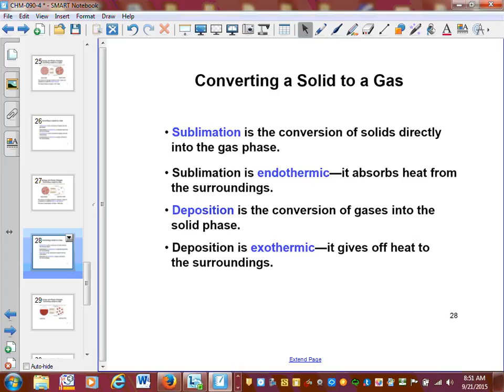Deposition is when the gas goes back to the solid phase. Deposition is exothermic. It gives off heat to the surroundings.